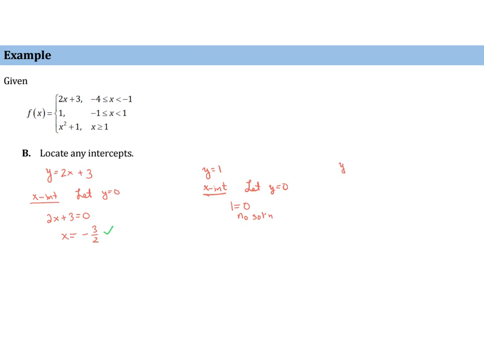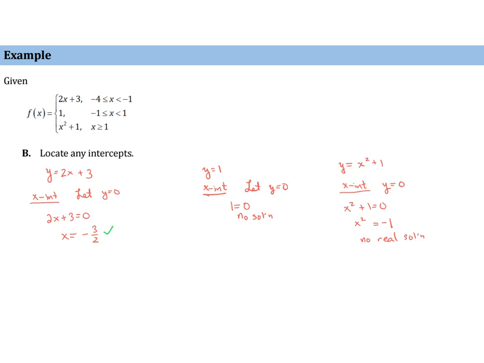Now let's look at our last piece, y equals x squared plus 1. Let's look for the x-intercept. Again, if we let y equal 0, we would have x squared plus 1 equals 0. X squared would equal -1, which has no real solution. That means that there are no x-intercepts there. So the only x-intercept that we have is x equals negative 3/2.